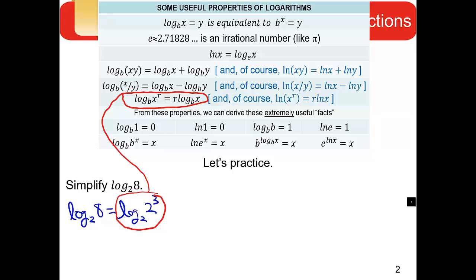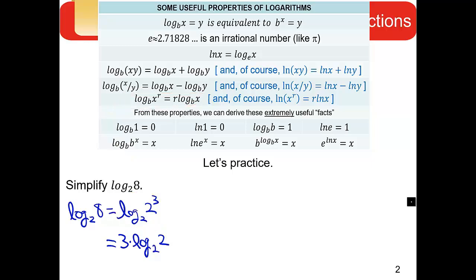Actually, there are 2 reasons I'm doing it 2 ways, but this is the way I chose to do it first. You have a property that says if you're taking the logarithm of something to a power, you can bring the power down front. So that becomes 3 times the log of 2 base 2. And then you have a property that says if you're taking the logarithm of something and that something is the base of the logarithm, you always get 1 for the answer. So the log of 2 base 2, the log of 7 base 7, the log of 50 base 50 will always be 1. So the answer is 3.